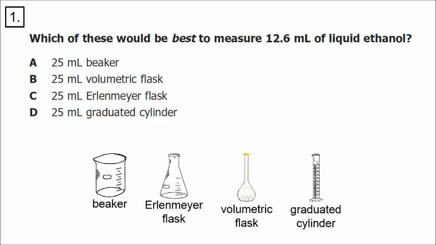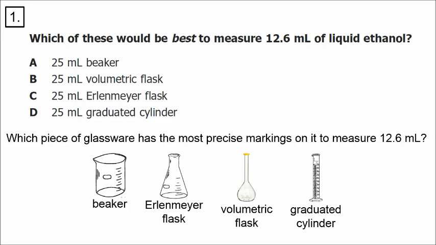Well, now that you can see what these pieces of equipment look like, which piece of glassware has the most precise markings on it to measure 12.6 milliliters? The correct answer, a graduated cylinder.